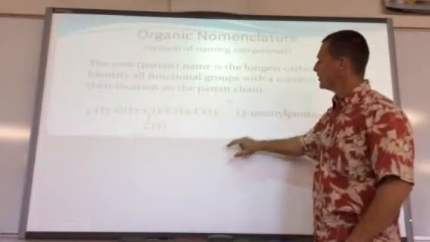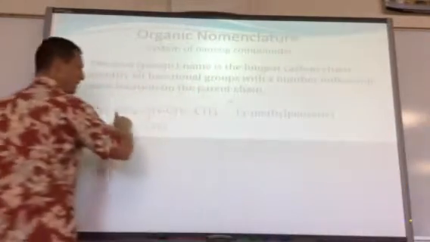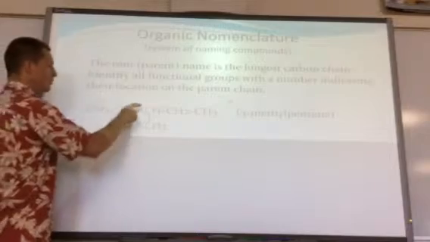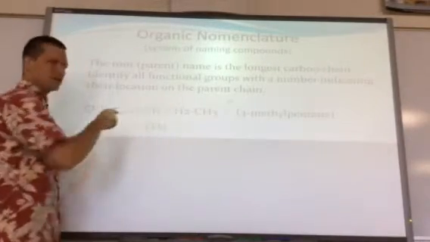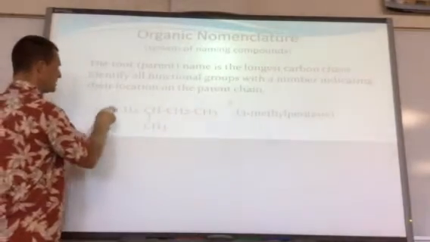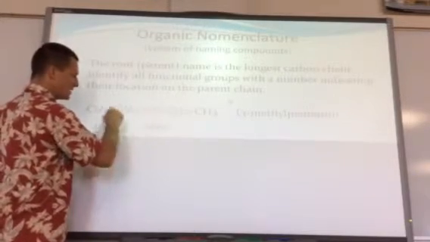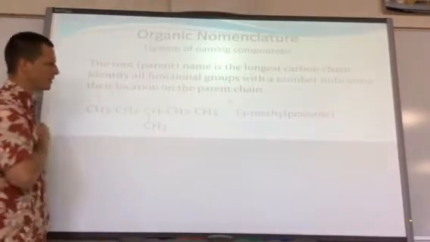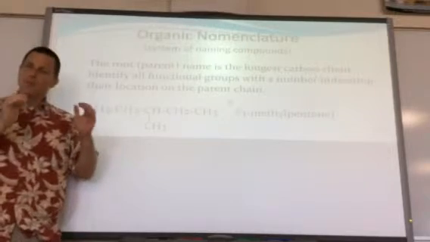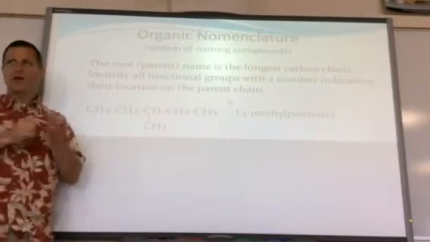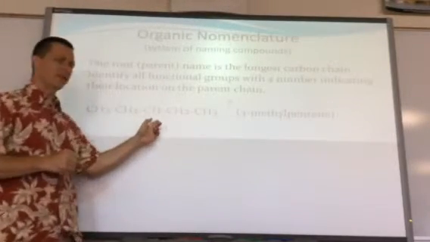So here's an example. This is a molecule that has 1, 2, 3, 4, 5 carbons in its longest chain. You can count other ways, 1, 2, 3, 4. That's not long enough. So it looks like 5 carbons is the longest chain. So the root or the parent is called pentane. But then there's a methyl group on the pentane.